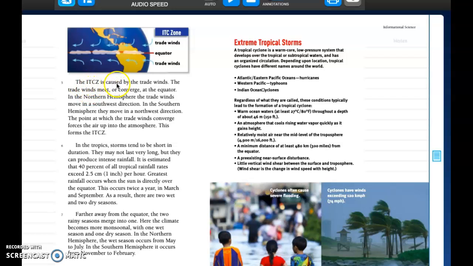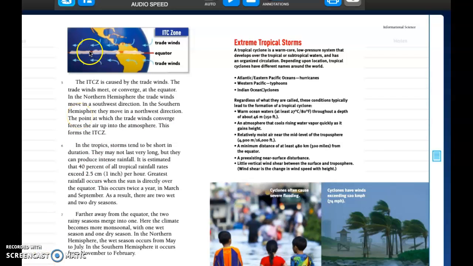The ITCZ is caused by trade winds. The trade winds meet or converge at the equator. Oh, I see these words and this one in this sentence. Super important. In the northern hemisphere, the trade winds move in a southwest direction. Oh, that's what these arrows are showing up here, right? Northern means up above the equator. In the southern hemisphere, they move in a northwest direction. The point at which the trade winds converge, that means meet, forces the air up into the atmosphere. This forms the ITCZ.